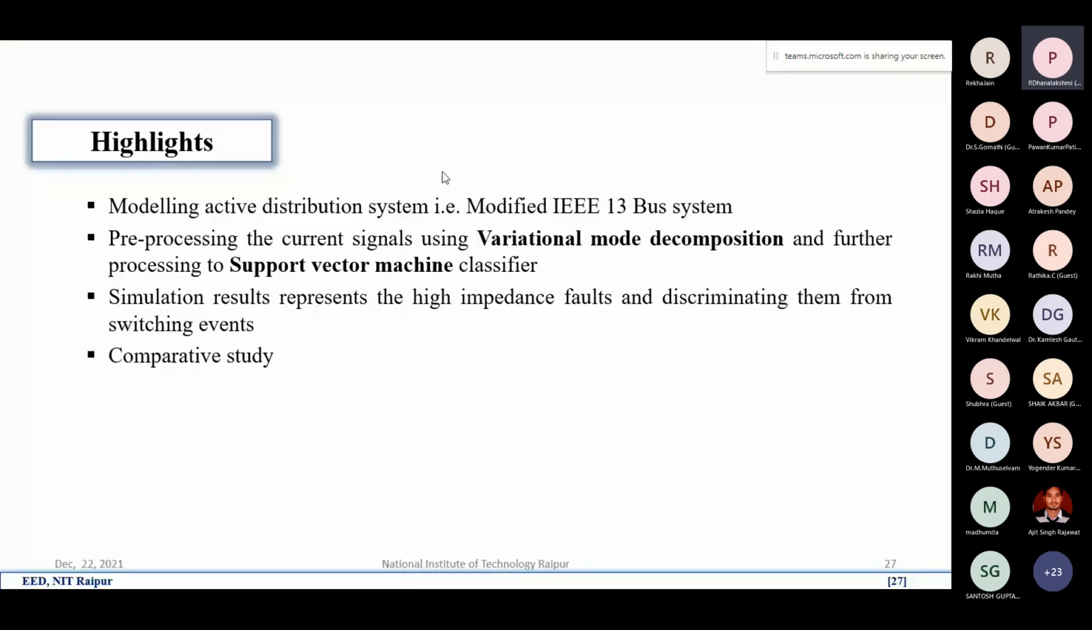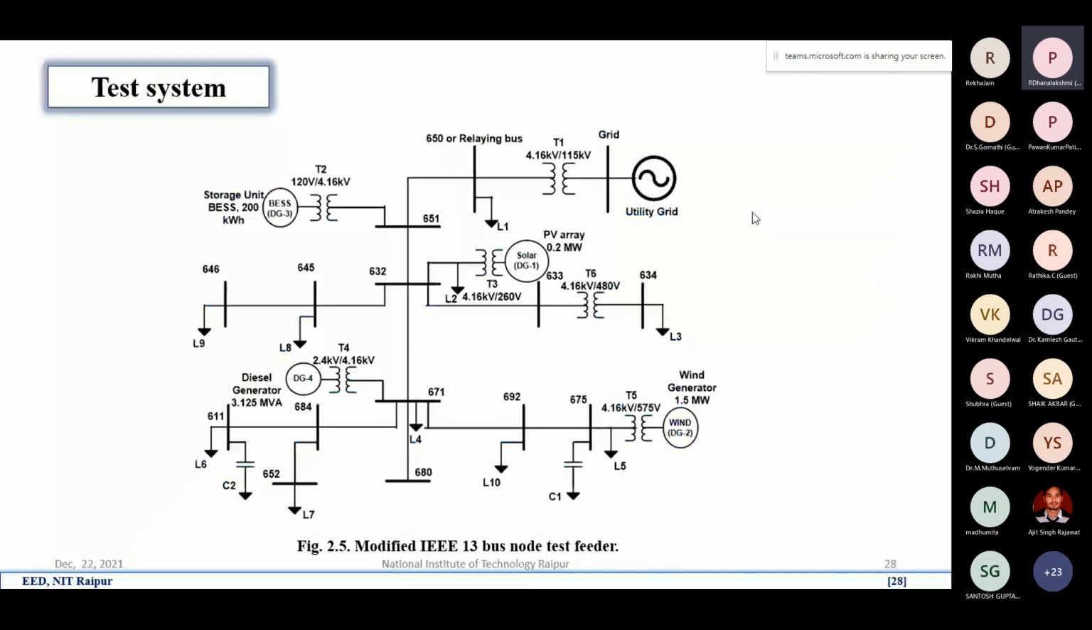We have considered a modern IEEE 13 bus system. This is the IEEE 13 bus test node feeder system, which consists of utility grids and renewable energy sources based on wind and PVs, that is solar based. Certain battery energy storage systems are also there, and conventional diesel generator based DG is also there.